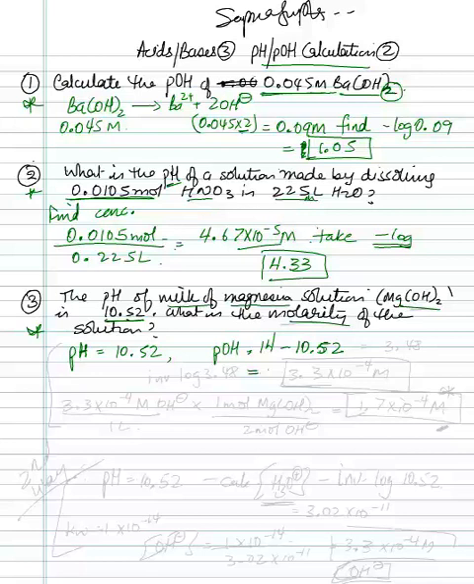So pOH is 14 minus 10.52, which is then 3.48. Okay, so then inverse log of 3.48 is going to give you 3.3 times 10 to the negative 4 molarity. That's what your concentration of hydroxide ions is. Okay, but yes, there is a but, because this is not so straightforward. Why? Because you have 2 hydroxides.